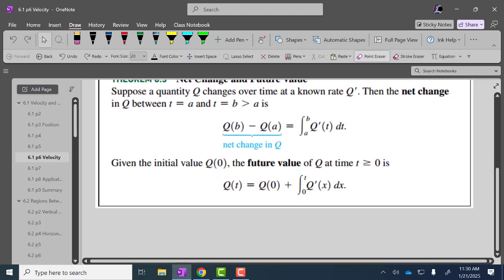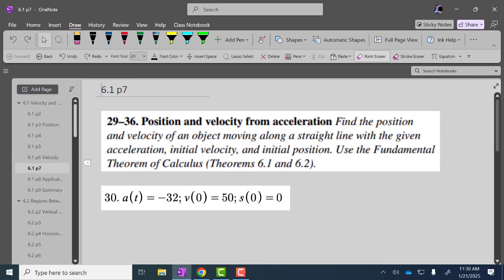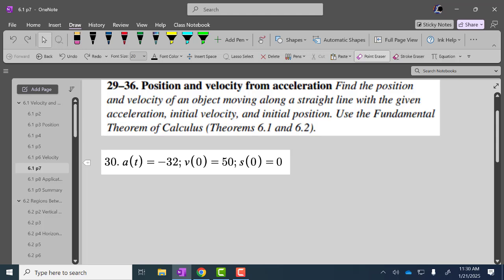So the net change in q. If these were S's, that would be the net change in S, which is also called displacement. If it's V's, we could change that V prime to A, and over here we would just call that the net change in V. So here is just the generalization of how you predict the future from some random variable, Q, whatever it happens to be. So let's try. Starting with an acceleration, we're going to build up to velocity, and from velocity we'll build up to position.